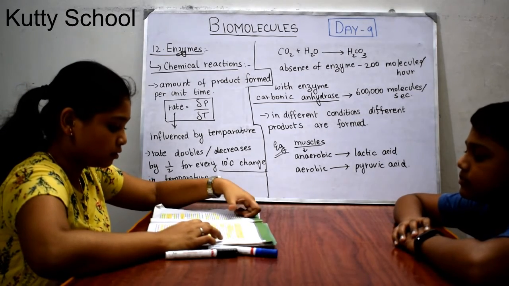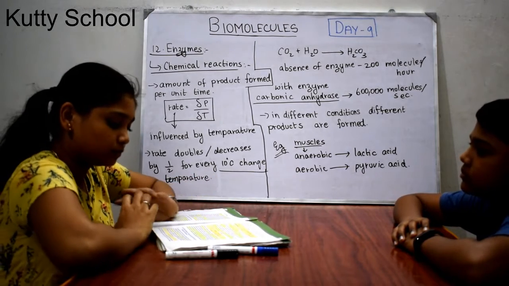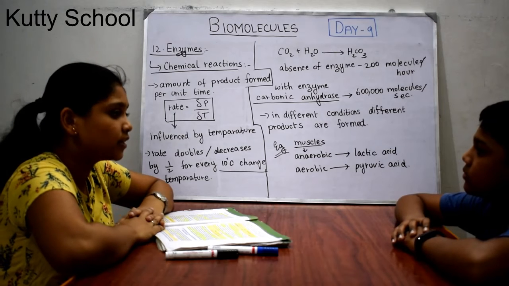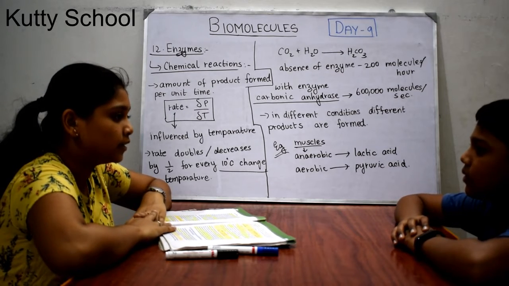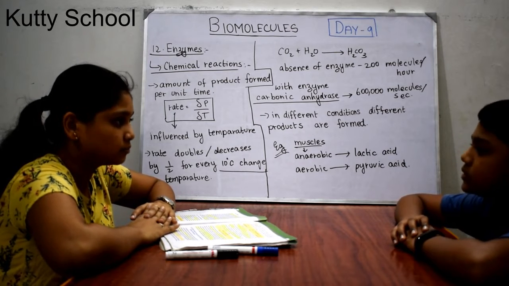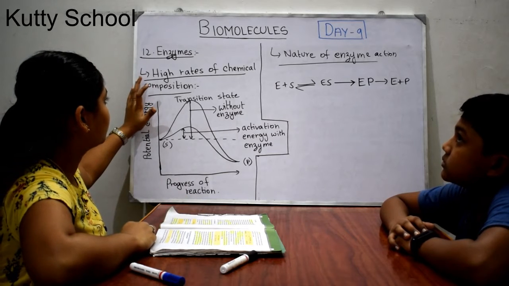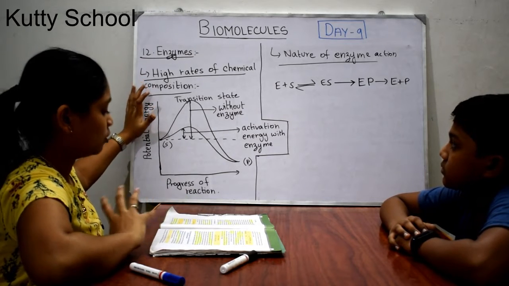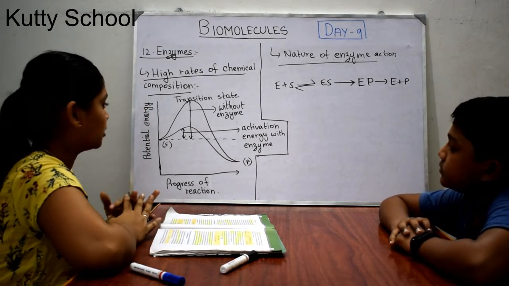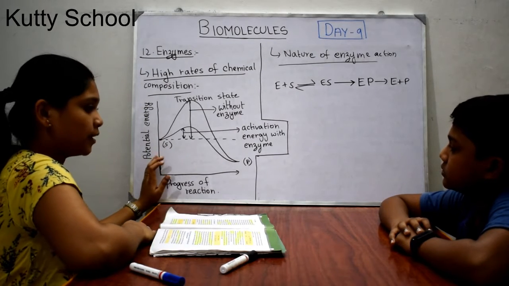Next we will see how enzymes bring about these chemical reactions, in the next chapter. Now we are going to see the second subtopic under enzymes, high rates of chemical reactions: how do enzymes bring this about? To explain this, there is a diagram here.